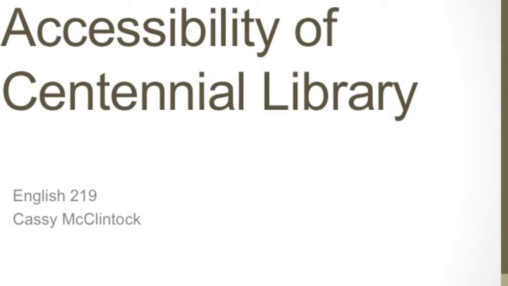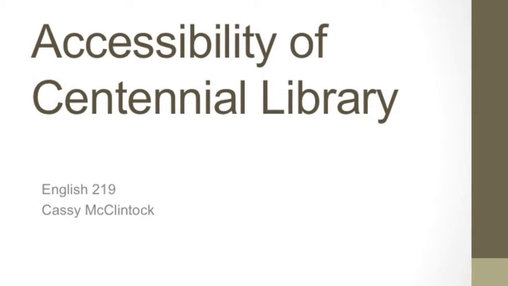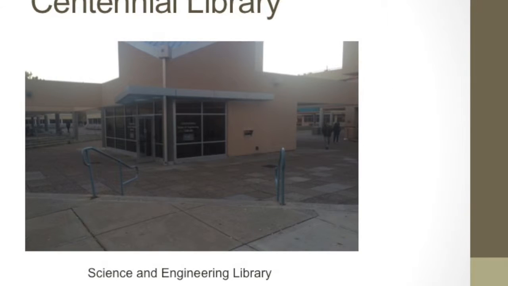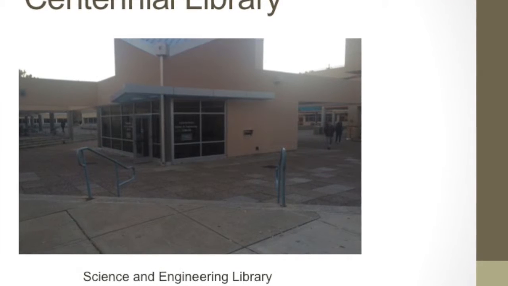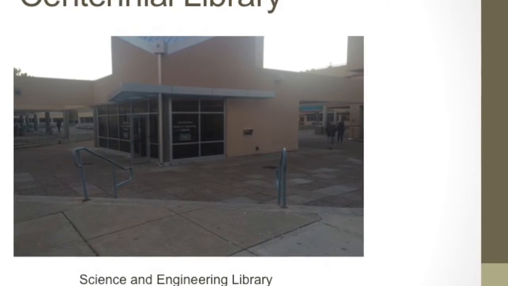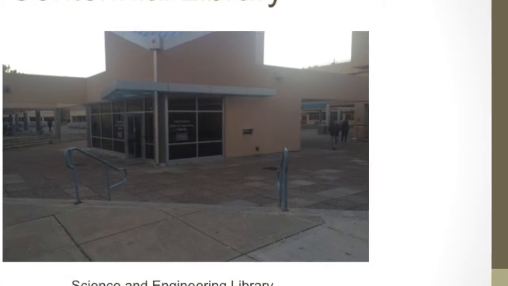Hello. In this report, I am going to be talking about the accessibility of Centennial Library. Centennial Library is a science and engineering library. There are classes held in this building. Multiple students come to study in this building daily. There's a huge computer lab with over 50 computers, a snack stand, and a huge library in the back.